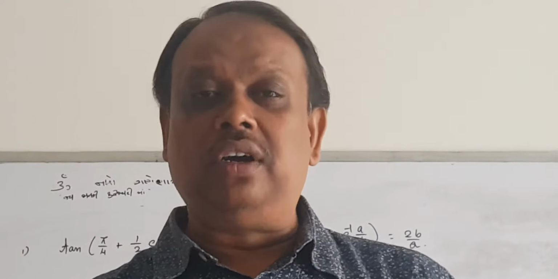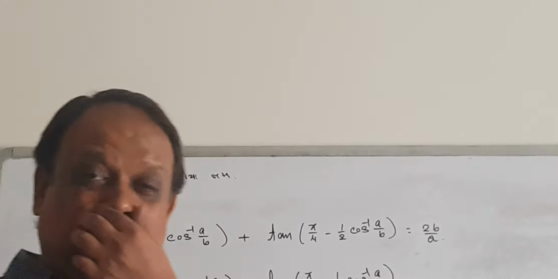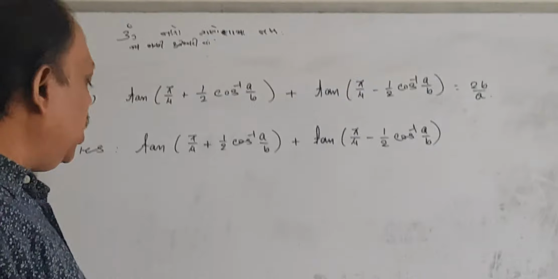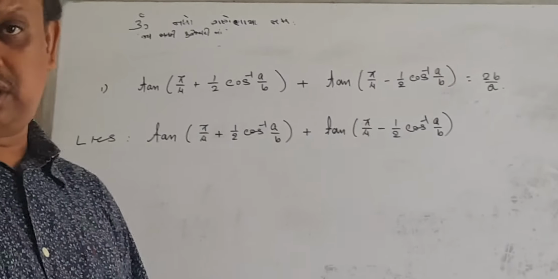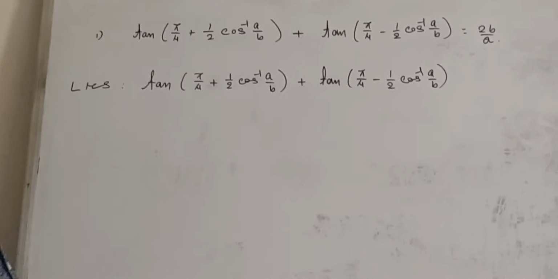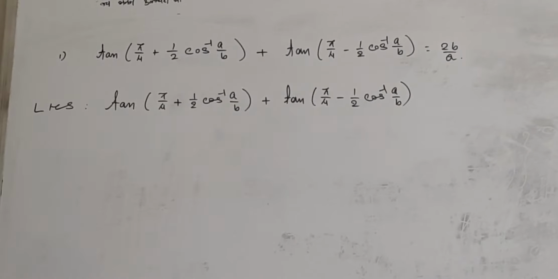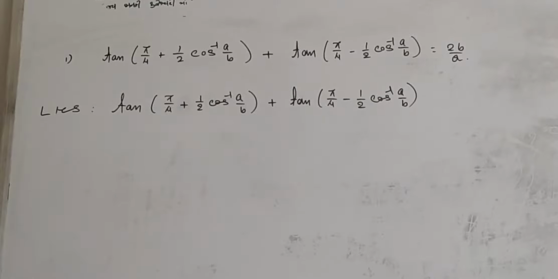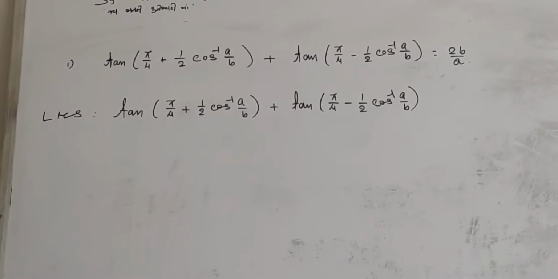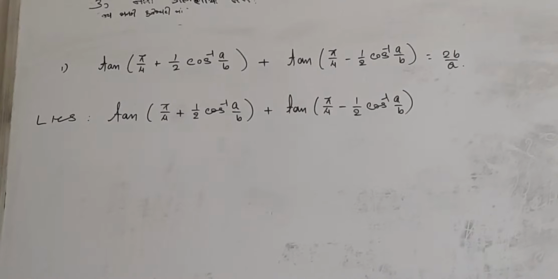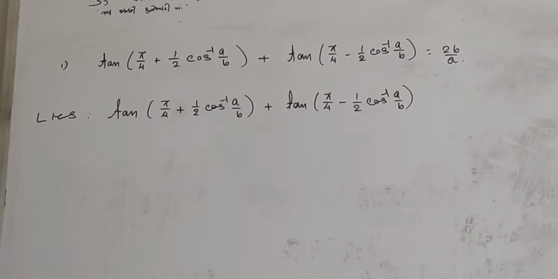Trigonometric inverse function. Now we see some difficult sums of the trigonometric inverse function. See the first sum: tan(pi/4 + (1/2)cos⁻¹(a/b)) + tan(pi/4 − (1/2)cos⁻¹(a/b)). We have to prove that this is equal to 2b/a.